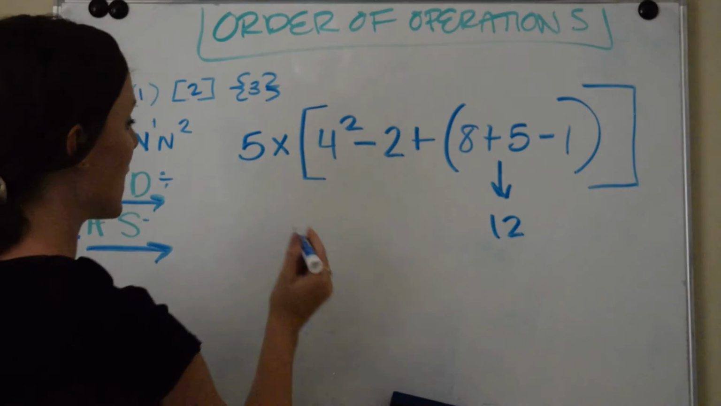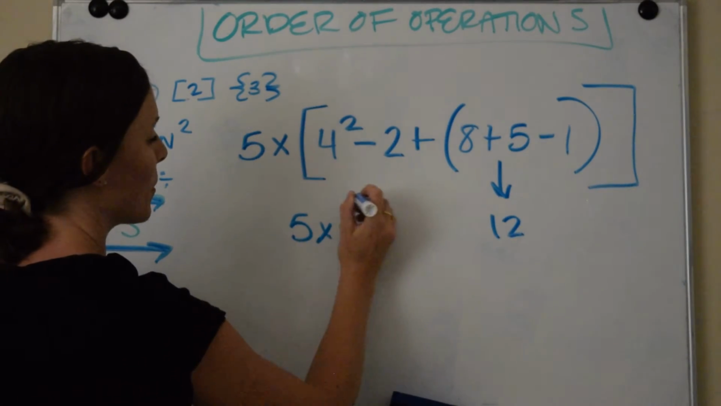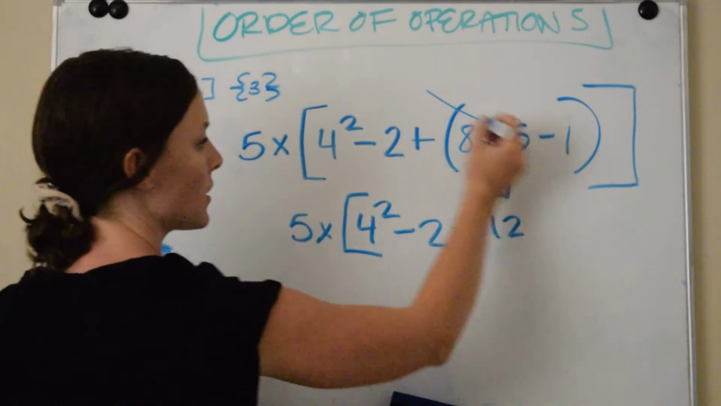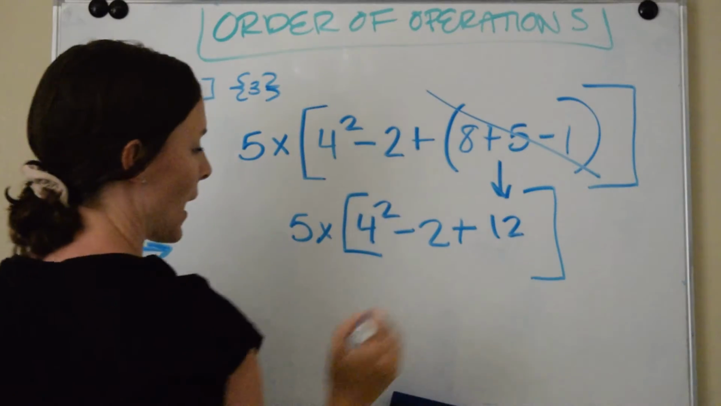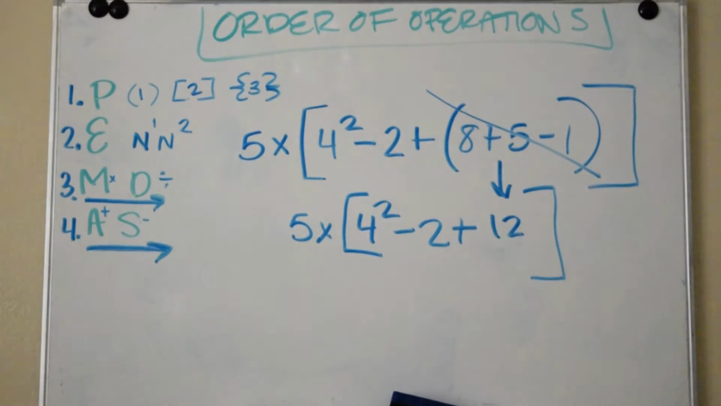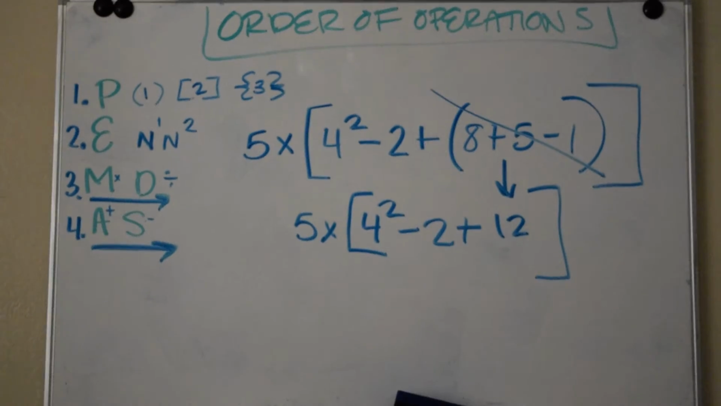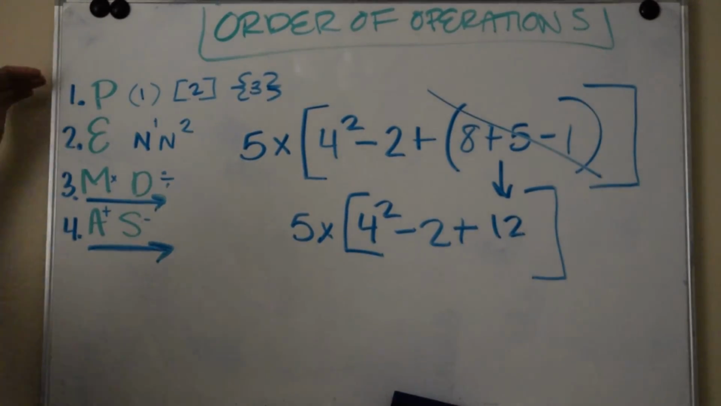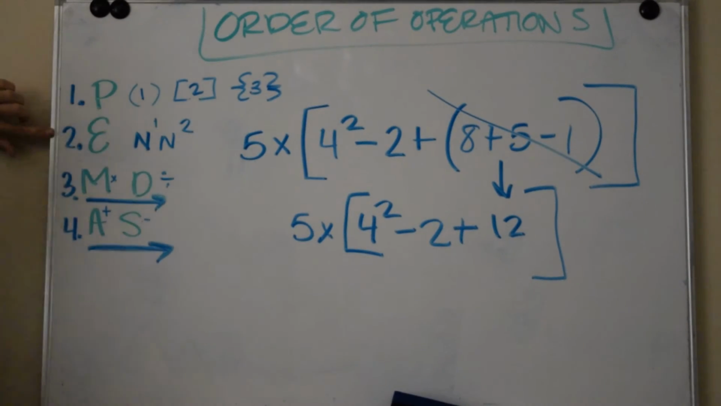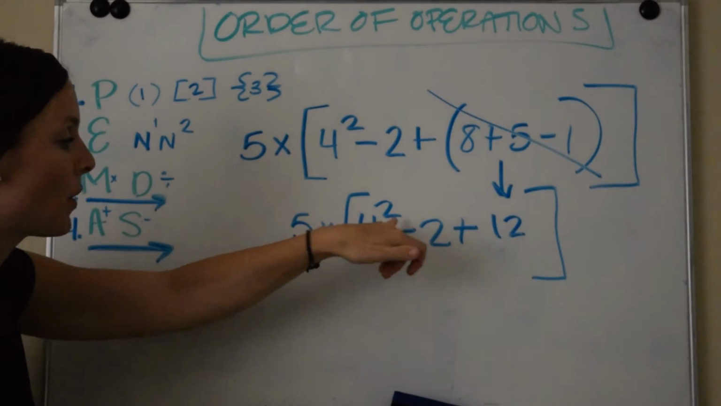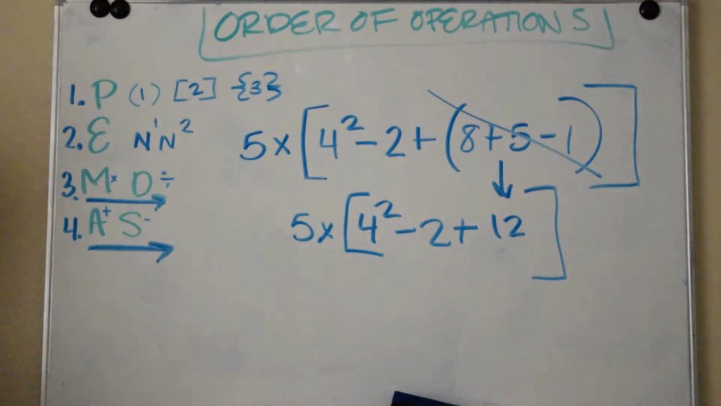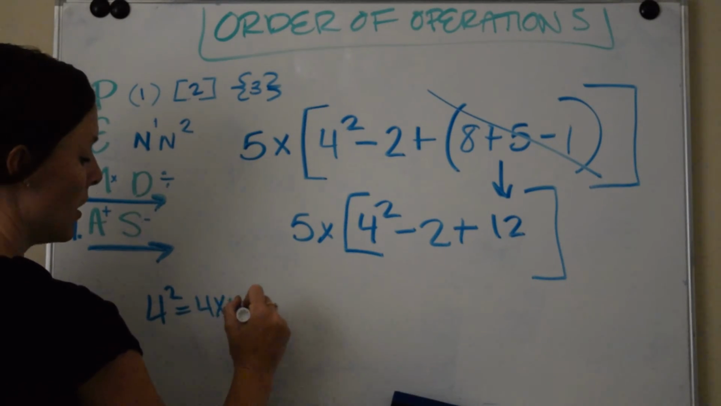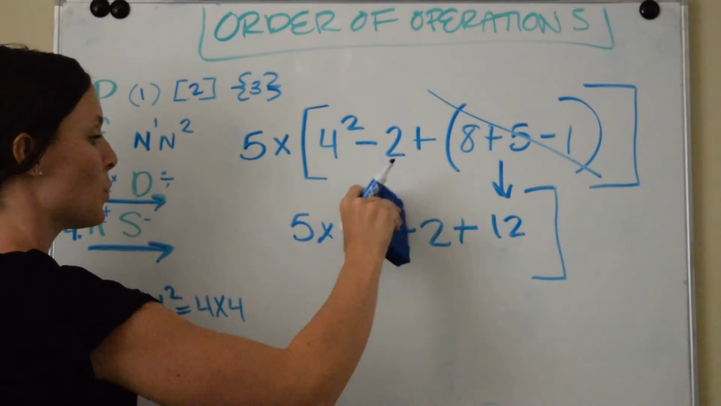Then bring everything down. 5 times bracket 4 squared minus 2 plus, I solved that, 12, close the brackets. Okay, so I have 1 set of parentheses left, and inside those parentheses, I have more than 1 operation. You have to go ahead and still go in this order. First thing is exponents. I have an exponent, so I want to get rid of the exponent. 4 squared is the same thing as 4 times 4, which is 16. So I'm going to change that to a 16.